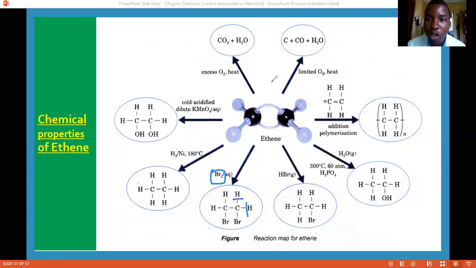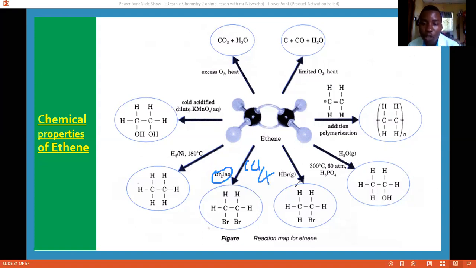Under the addition of bromine, do we need a solvent? Yes. I told you earlier on that tetrachloromethane, an alkane, is an organic solvent. So for this reaction to take place, you must dissolve the bromine inside tetrachloromethane, CCl4. CCl4 is a suitable solvent for this reaction.